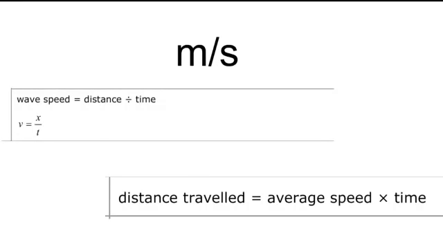Speed is measured in metres per second. Velocity, well, its size is measured in metres per second too. So that means divide your metres by your seconds. Metres is the unit of distance, seconds is the unit of time. So speed is distance divided by time, and that works for wave speed too.